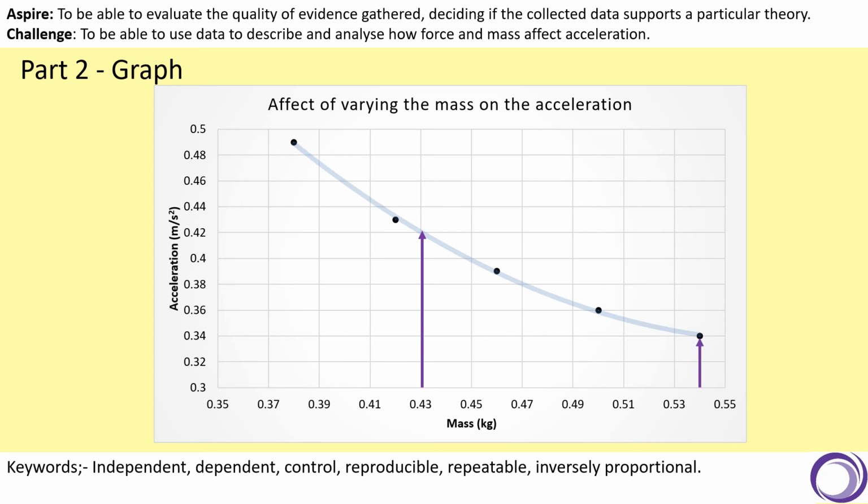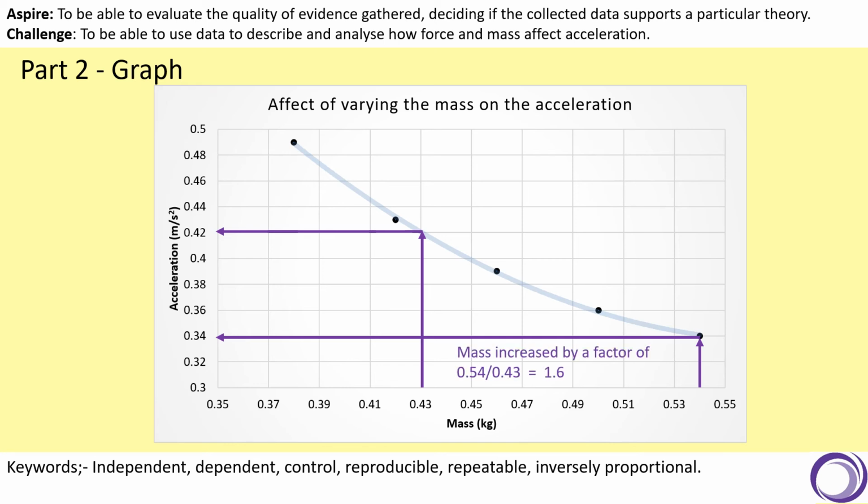And then I've picked 0.54 again just because it falls nicely. Then I'm going across, then I'm going across. So at 0.54 kilograms, I've got 0.34 meters per second squared, and at 0.43 kilograms, I've got that. So when I've gone from 0.43 to 0.54, it's gone up by a factor of 1.6. Inversely proportional should mean then that the acceleration has fallen by a factor of 1.6.